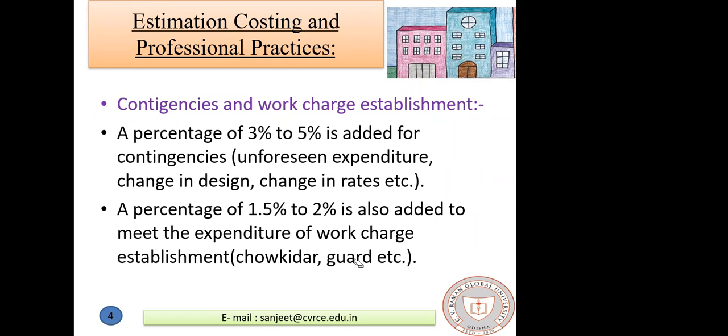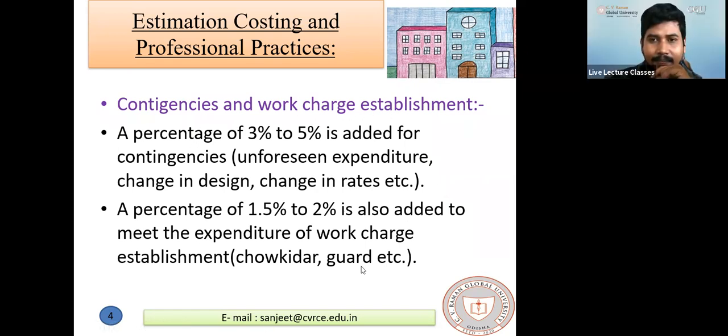This contingency and work charge establishment is clear for everyone.